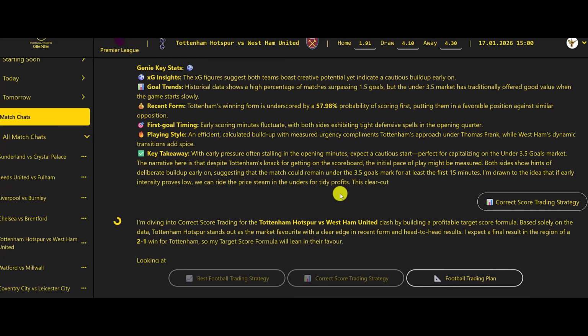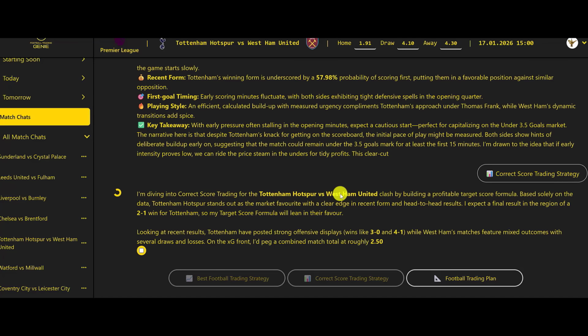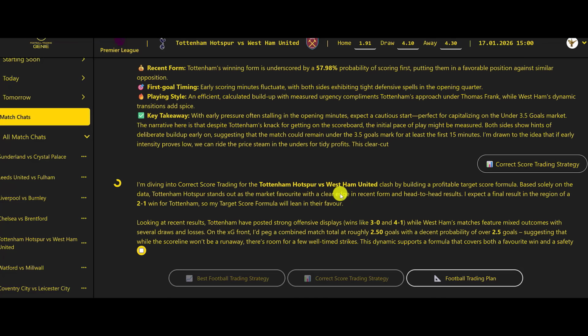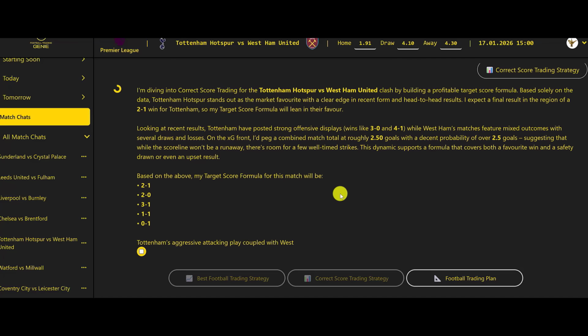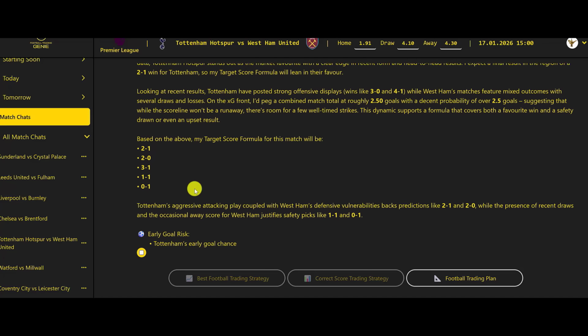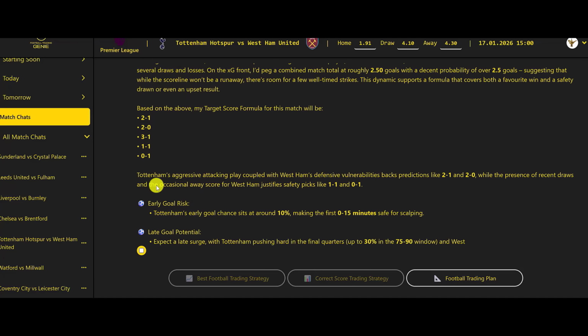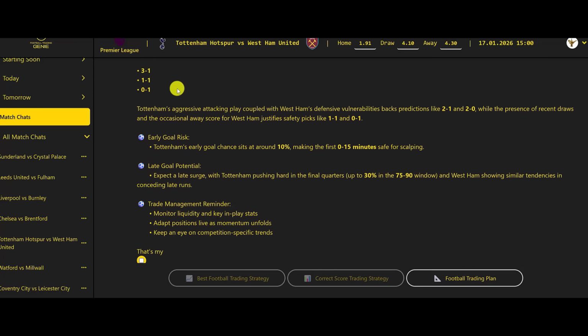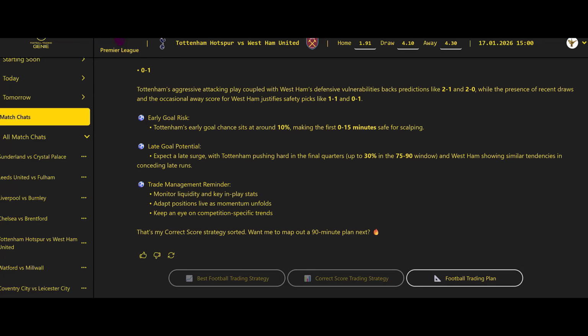It's just about to kick off in this one. So let's have a look. It's going to crunch all the numbers, and it's given us 2-1, 2-0, 3-1, 1-1 and 0-1 in favour of Tottenham, obviously. Anyway, let me head over and get set up.